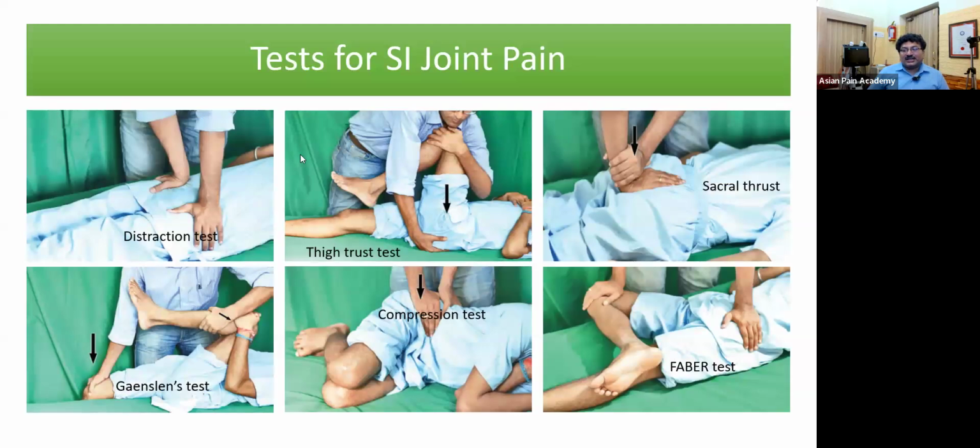Now, sacroiliac joint tests. We have multiple sacroiliac joint tests, not only one. This is the distraction test. This is the thigh thrust test. This is the sacral thrust test. This is the Gaenslen test. This is the compression test. This is the FABER test. All the tests are directed mainly towards this. Let me show you.